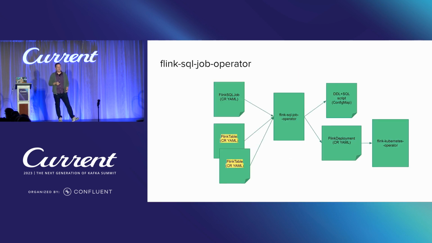So you can see what the operator would do. The operator would take a Flink SQL job, look up all of the corresponding tables, query the Kubernetes API for the corresponding DDL, and assemble it into a DDL plus SQL script, store that in a config map or something like that, and then the rest of it is the same as before. Make sense?